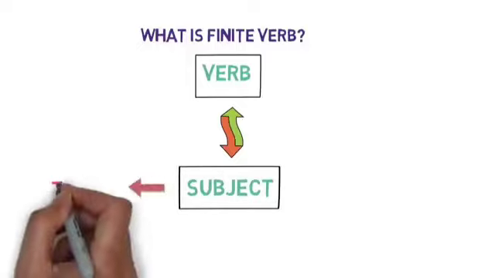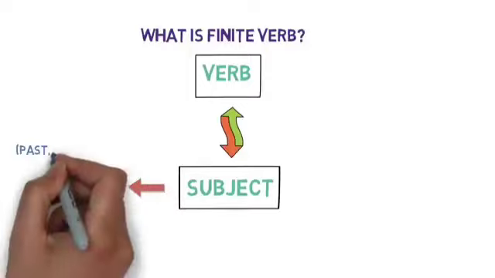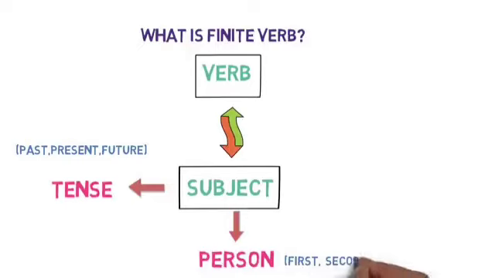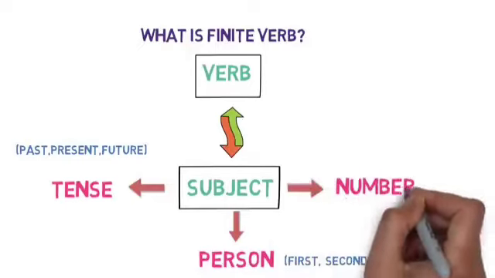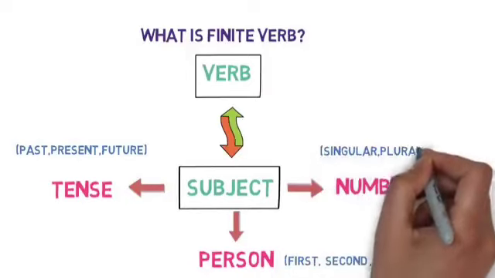First is tense, that is, the subject is performing the action in past, present, or future tense. Second, person, that is, the subject is first person, second person, or third person. And third is the number, that is, the subject is singular or plural.